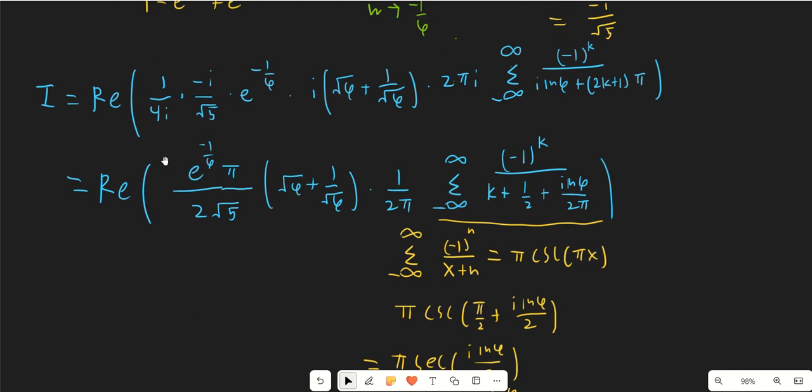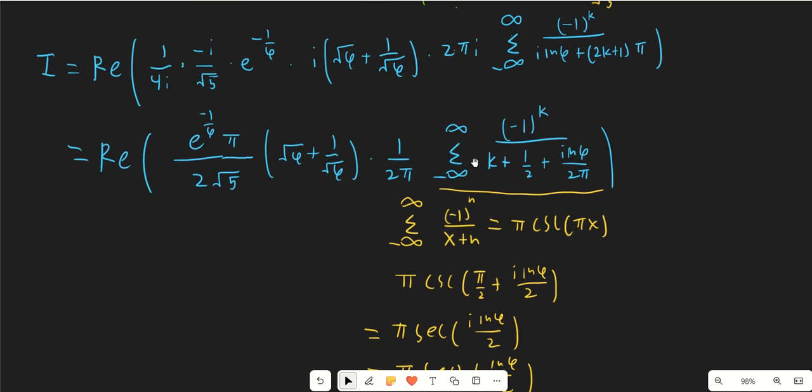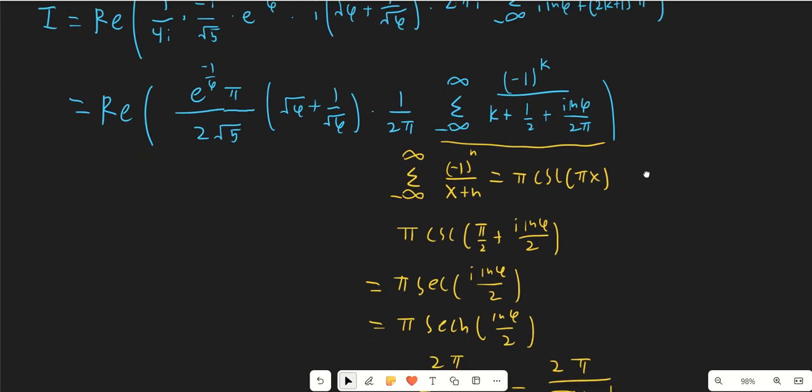So I multiplied all the constants together, and then in order to evaluate this summation right here, we're going to divide by 2 pi on the inside here, and we're going to multiply this all out. So essentially, we're going to get the sum from negative infinity to infinity of negative 1 to the k over k plus 1 half plus i ln phi over 2 pi. Now, the sum from negative infinity to infinity of negative 1 to the n over x plus n equals pi cosecant pi x. So in this case, we have this exact situation, and x just equals 1 half plus i ln phi over 2 pi.